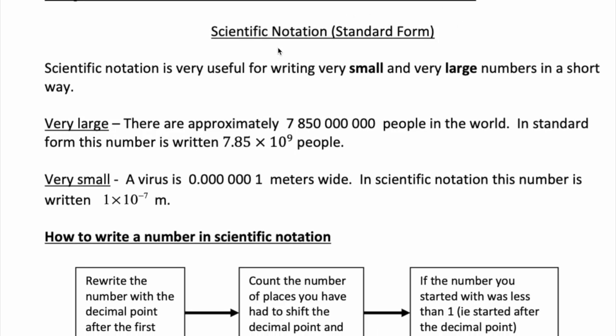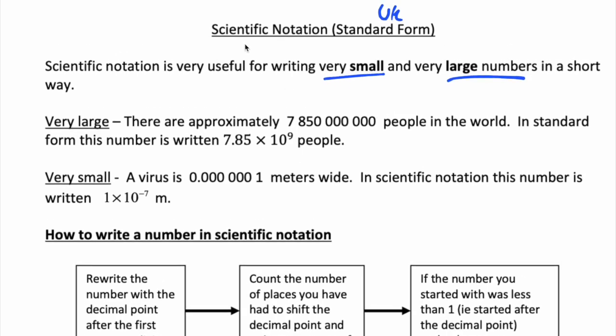Now, scientific notation is also called standard form in the UK. It's very useful for writing very small and large numbers, like in science. That's why it's called scientific notation. Okay, so the number of people in the world, this might not be current, but this is about 7,850,000,000. And you can write that as 7.85 times 10 to the power of 9.